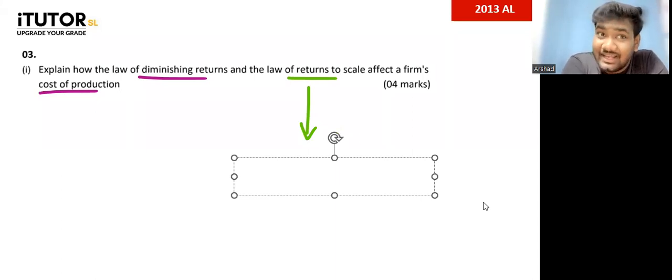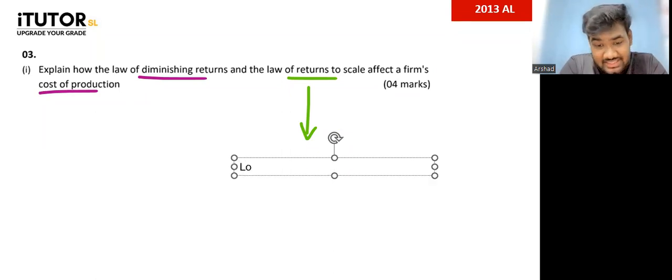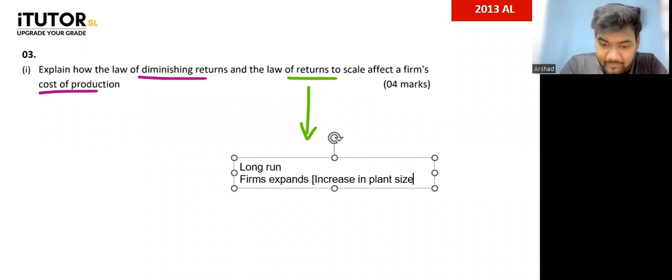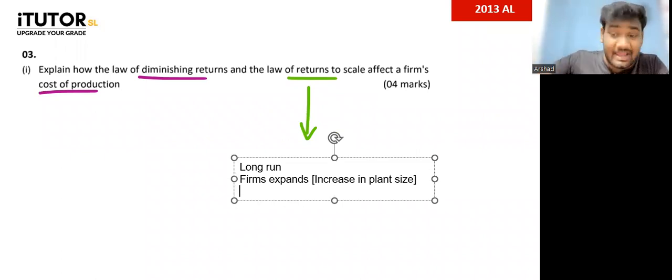So you can say, according to the law of returns to scale, say that this is in the long run. Here what happens, the firm expands, or in other words, you say that there is an increase in the plant size. Okay, it expands its capacity. You can talk about that. As a result of this, what happens?